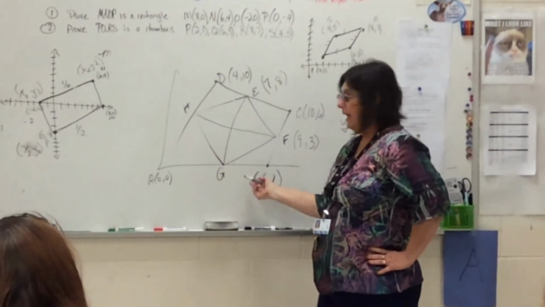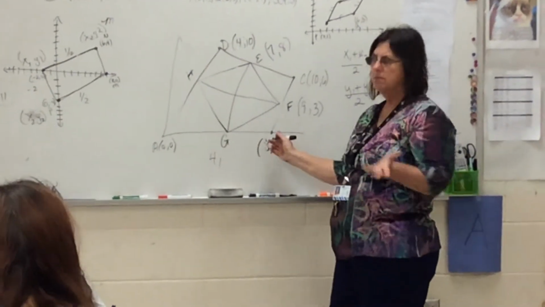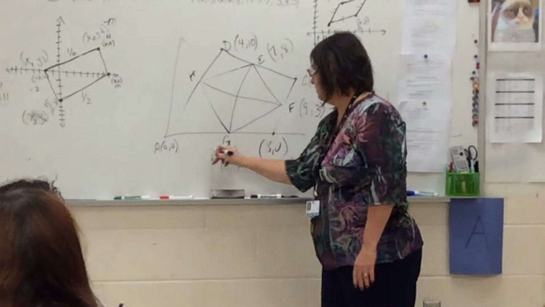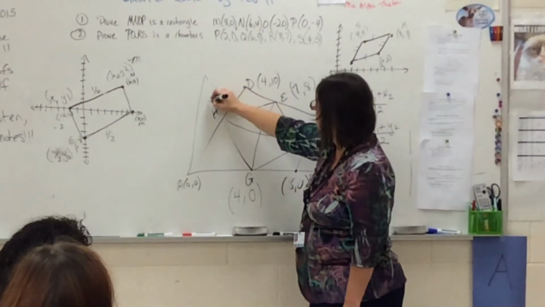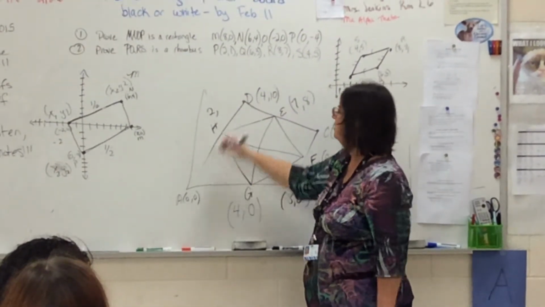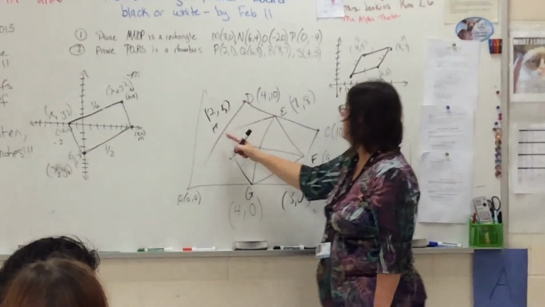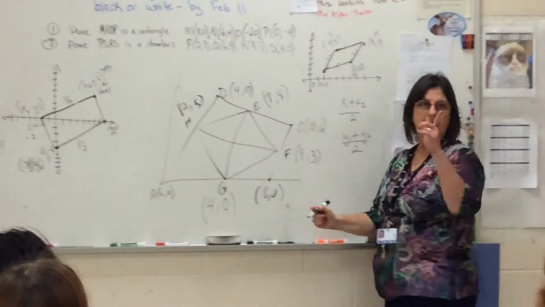0 and 8 is 8, divided by 2 is 4. 0 and 0 is 0, so it's just 0. And then this one, 4 and 0 is 4, divided by 2 is 2. And 10 and 0 is 10, divided by 2 is 5. So now I have my midpoints of E, F, G, and H. Okay, yes, sir?